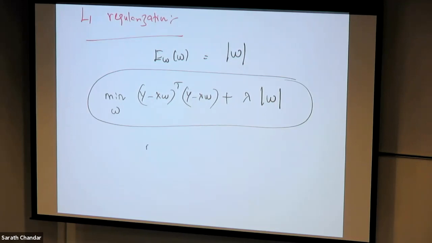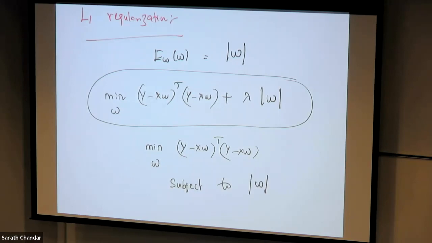The constrained optimization is going to be minimize over w, (y minus xw) transpose (y minus xw), subject to the constraint, instead of W transpose W less than or equal to eta, being the absolute value of W less than or equal to eta, where again eta is inversely proportional to lambda. Now, can someone tell me geometrically what does this equation mean?